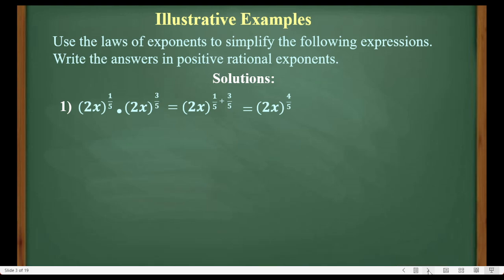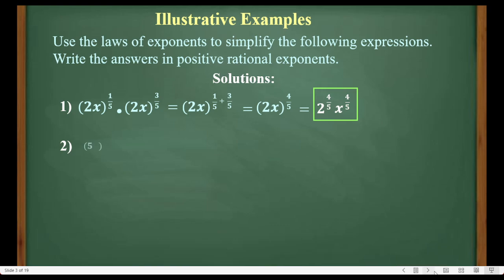And after applying the product law, we need to use another law of exponents, and that is the power of a product law. Furthermore, the answer would be 2 raised to 4/5 times x raised to 4/5. And this is your answer.